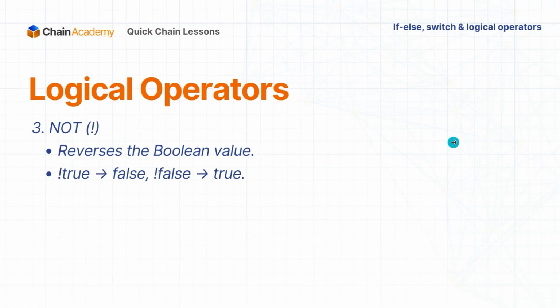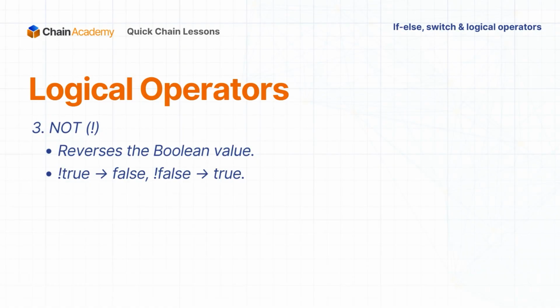The third logical operator is the NOT operator, written as an exclamation mark. The NOT operator simply reverses a Boolean value. If something is true, then the NOT operator will make it false. If something is false, then the NOT operator will turn it into true. This is really useful when you want to check the opposite of a condition. For example, instead of asking, is it raining? You can ask, is it not raining? So while AND and OR combine conditions, the NOT operator flips them.